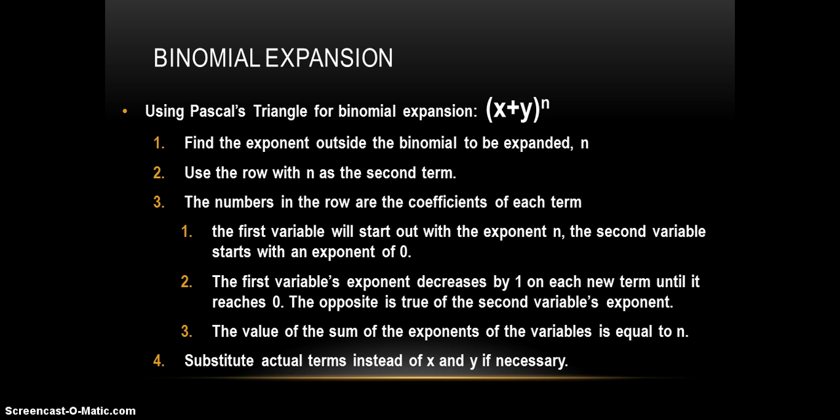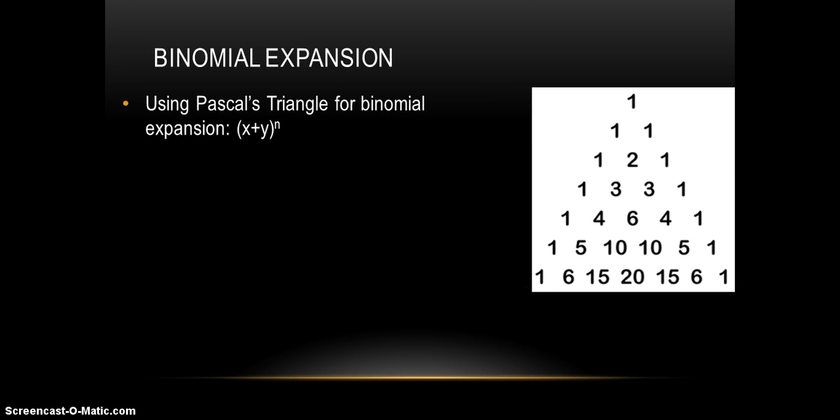The last thing you need to do, say you get a binomial where it's not x plus y. Well, once you get down to the end, just plug in whatever that real value was instead of x or y, and then you just simplify it. I'll show you an example on the next slide, and hopefully that'll take care of it. Right. Using Pascal's triangle for binomial expansion. X plus y to the nth power.